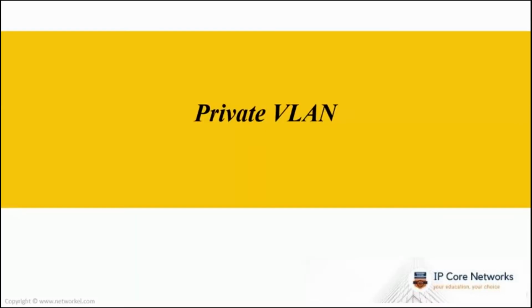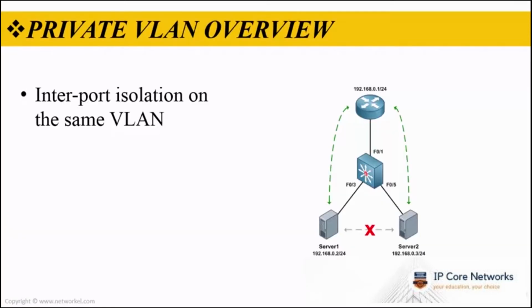In our next section, we are going to talk about private VLANs. Private VLAN, also known as port isolation, is a technique in computer networking where a VLAN contains switch ports that are restricted such that they can only communicate with a given uplink.